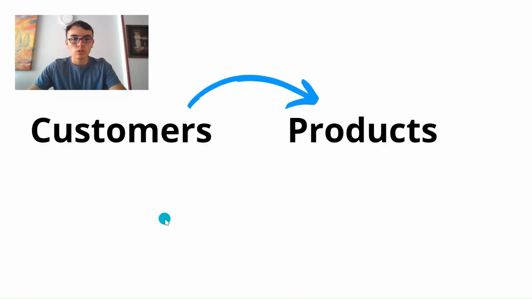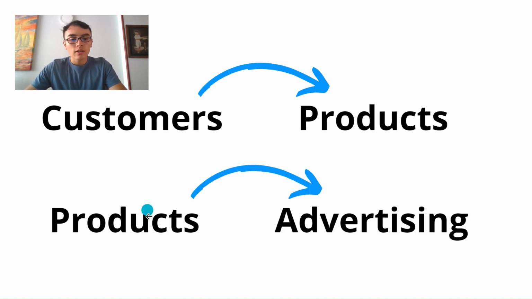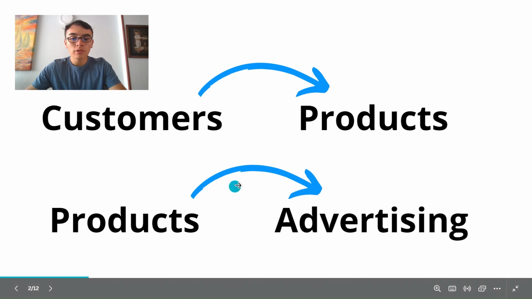So, as you might know, we use design thinking to build products that solve our customers' problems and needs. So, first, we focus on understanding our customers and then building products that solve our customers' problems and needs. While traditionally, businesses used to build the products first and then focus on advertising and marketing to find customers later.